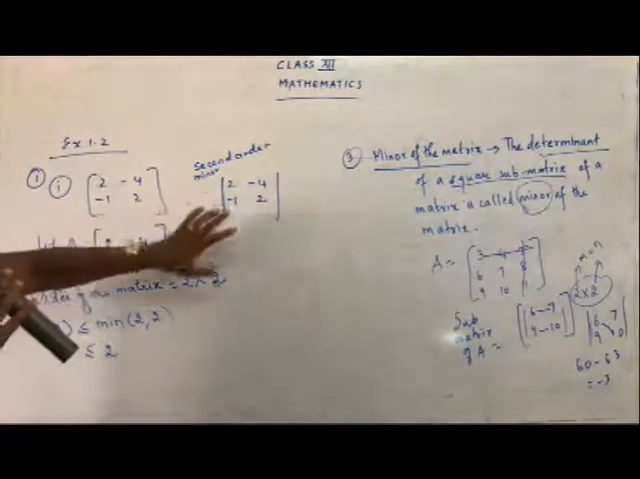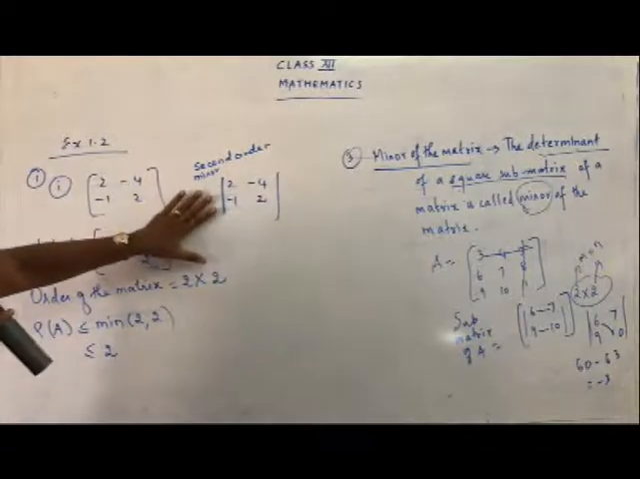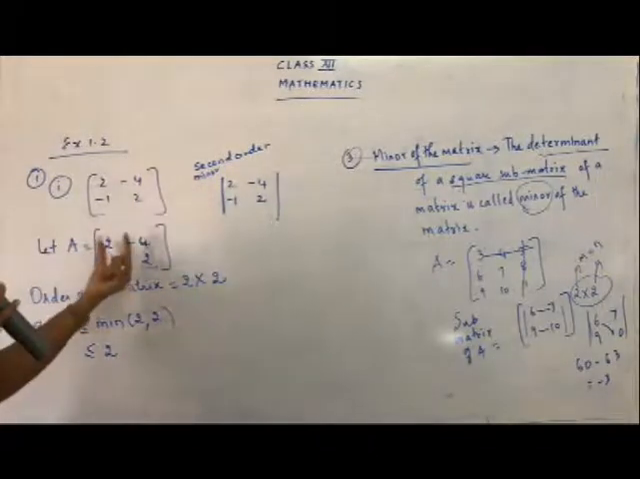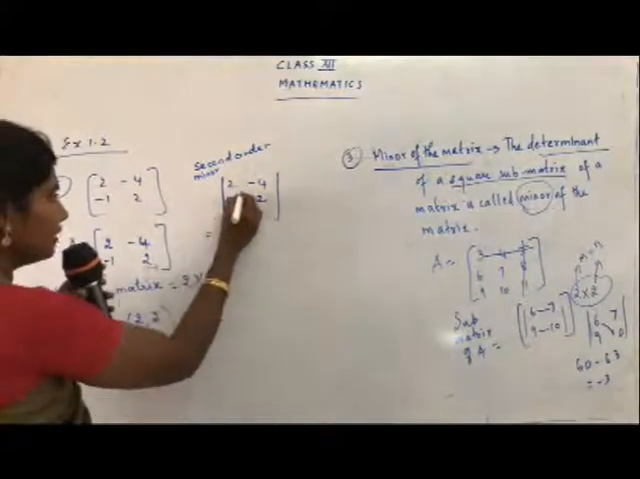We need just a square matrix. So 2 by 2. So what we have done? We have chosen a second order minor. So we have taken 2 by 2. Okay, now let's solve this. So what do you get here?